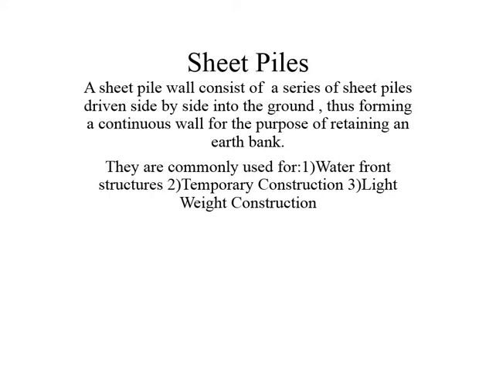Sheet piles are more suitable where upper layers of subsoil are weak and have low bearing capacity to support a gravity retaining wall. Cantilever sheet piles become uneconomical when depth of water and depth of penetration is high. Sheet piles are commonly used for waterfront structures, temporary structures and lightweight construction.